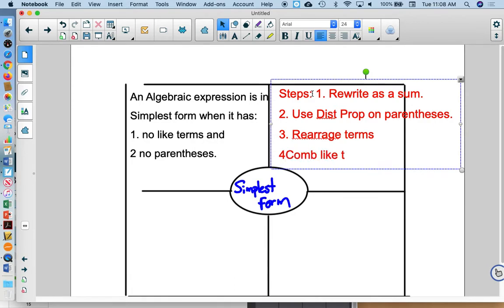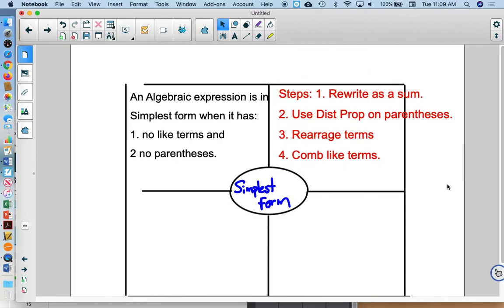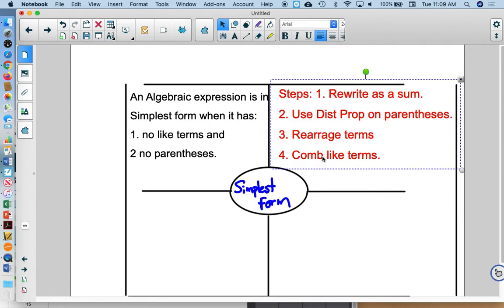combine like terms. Why do we rearrange the terms, guys? So it's easier to add them together. Yeah, so you can get them together so they're easier to add. Combine like terms. Rearrange.